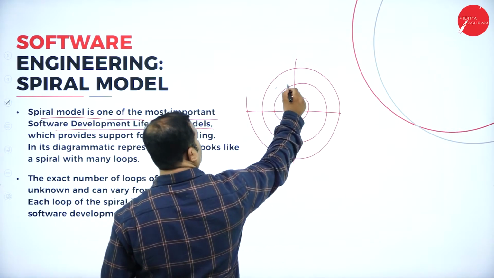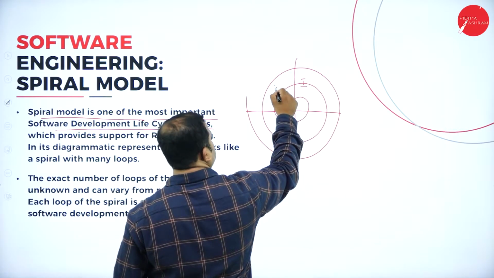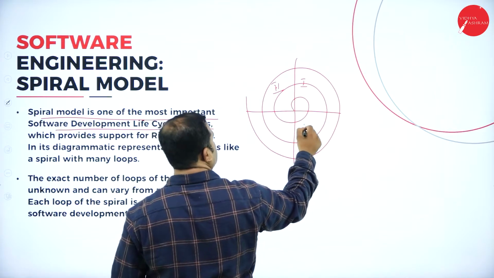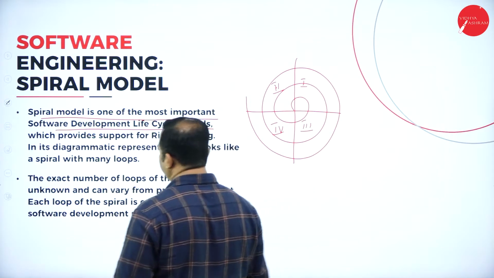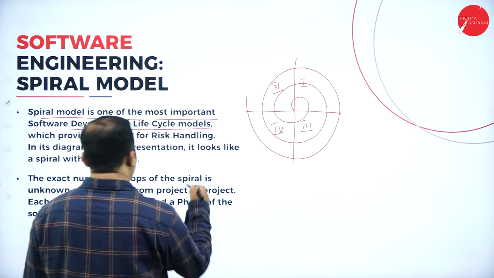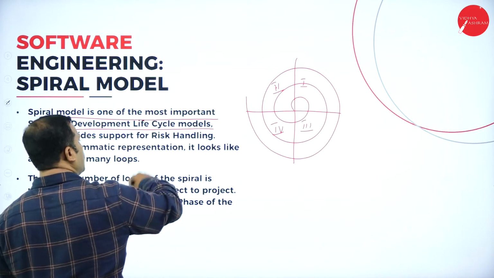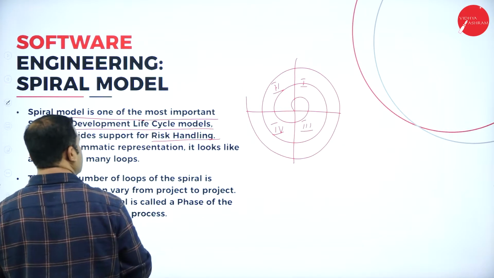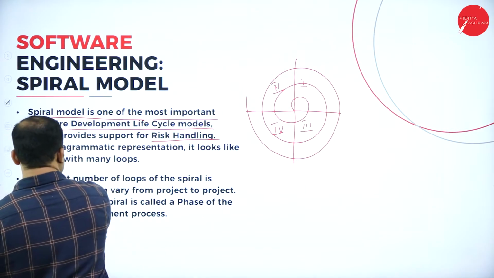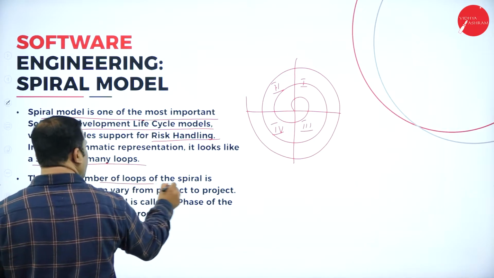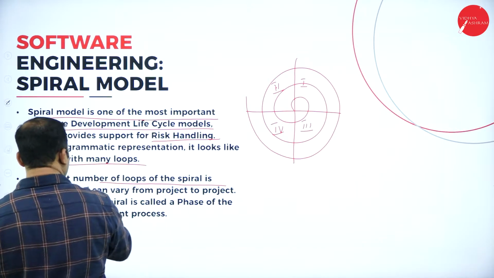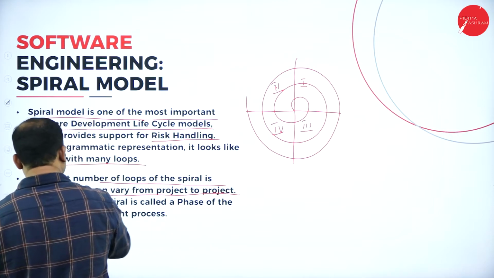In the first quadrant, you will learn something. In the second quadrant, you will learn something. Third, you will learn. Fourth, you will learn. So there are different phases. How the risks are handled with the help of prototyping is a topic of interest. A spiral with many loops you can observe there. The exact number of loops of the spiral is unknown and can vary from project to project.